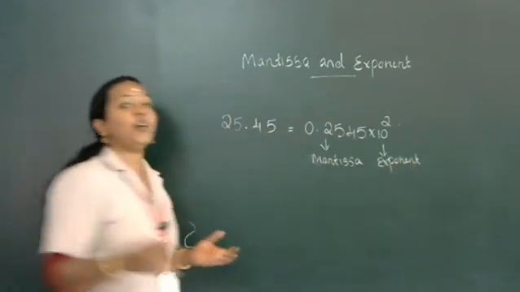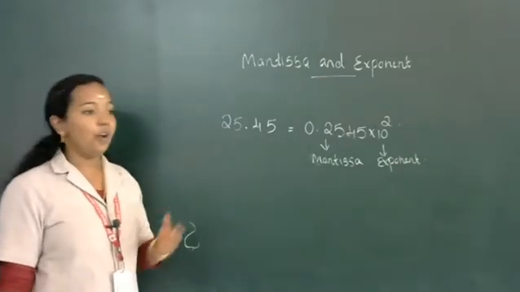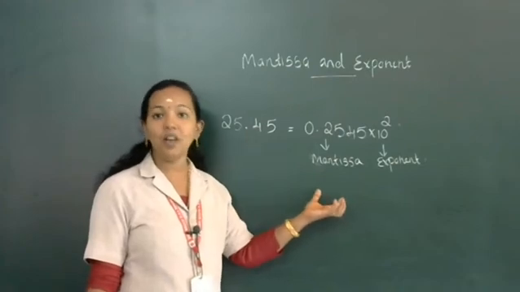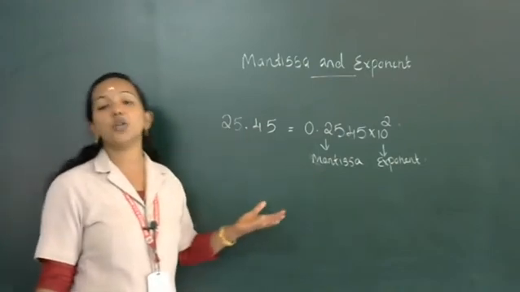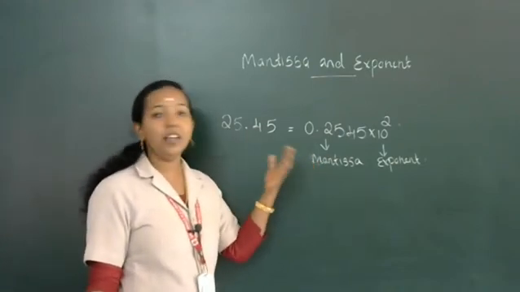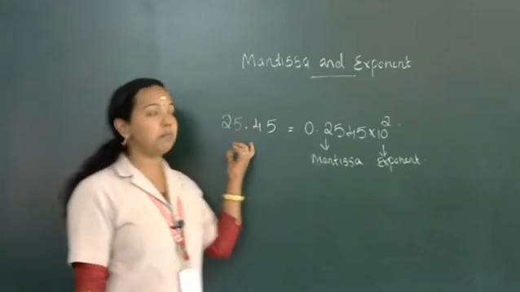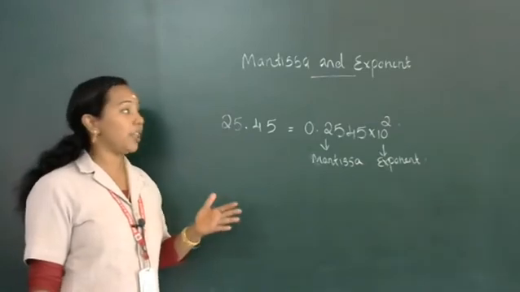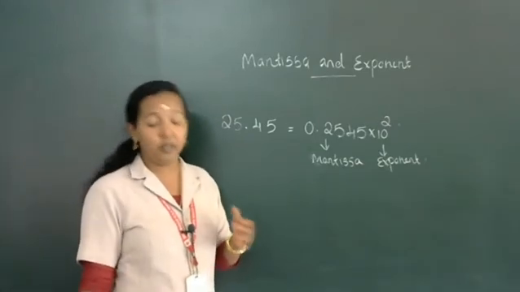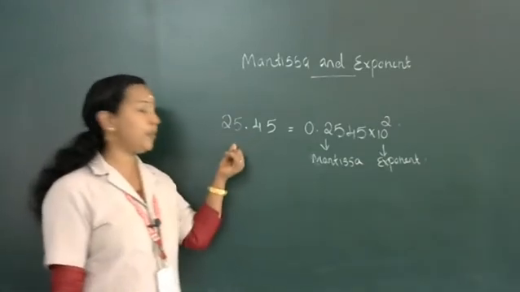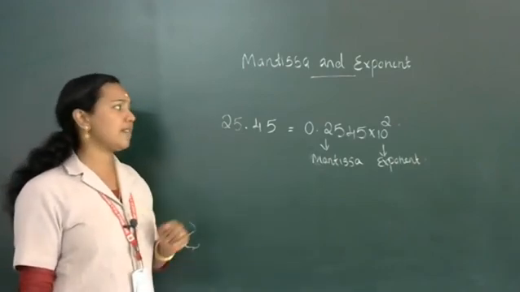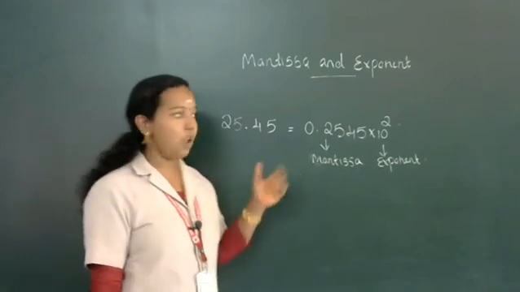Suppose you get a fractional number, first convert that number into exponent and mantissa format. How do we convert it? By removing all the numbers from the real part. So we can write it like this along with the exponent: 0.2545 into 10 raised to 2 is equal to 25.45. First convert it into exponent and mantissa format.